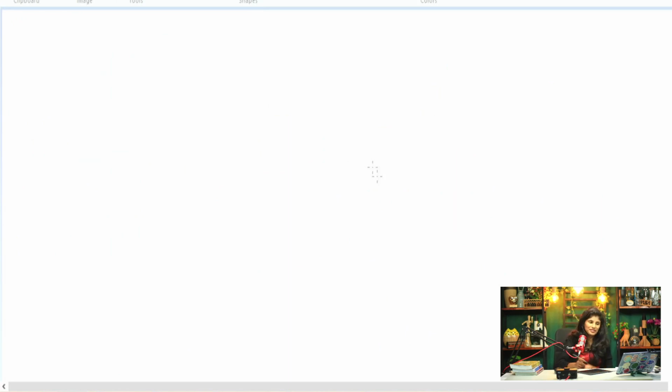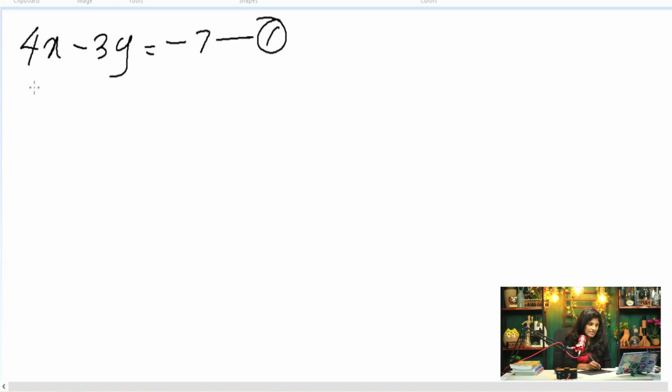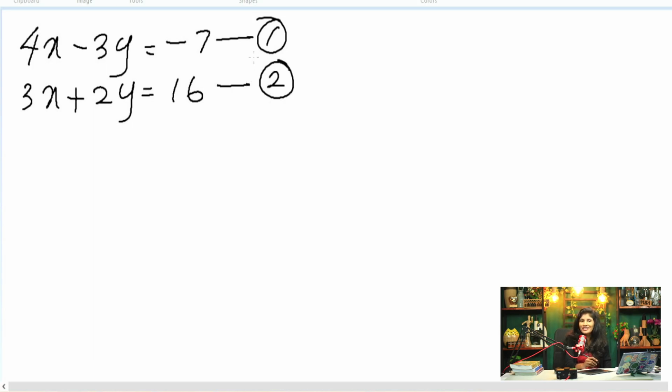Okay, so the last question we are going to discuss for this video is this. This is equation 1, 4x minus 3y equals negative 7. And 3x plus 2y equals 16. This is my equation number 2. This is the same type of equation as the previous one. We can't make x equal by making 3 to 4 or 4 to 3, and also y 2 to 3 or 3 to 2. We can't do that.